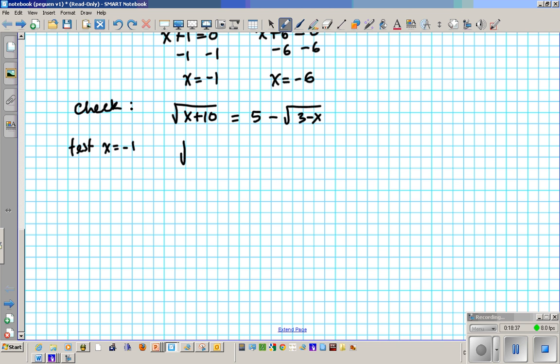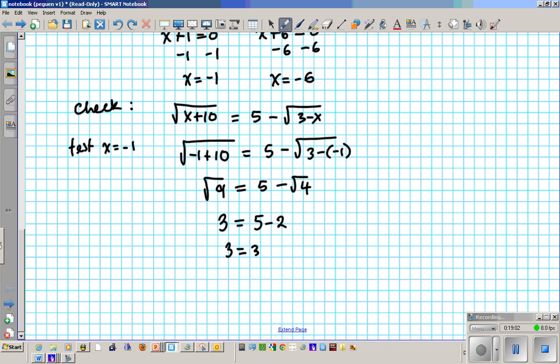So we're going to have, is the square root of negative 1 plus 10 equal to 5 minus the square root of 3 minus negative 1? If I combine these two, is the square root of 9 equals 5 minus the square root of 4? Square root of 9 is 3. Is 3 equal to 5 minus 2? Is 3 equal to 3? Absolutely. That means this answer, x equals negative 1, is good. It's a real answer. It's not extraneous.